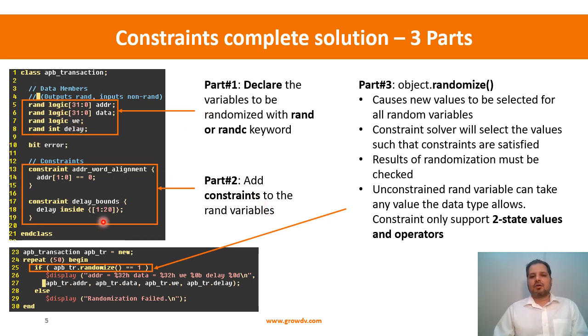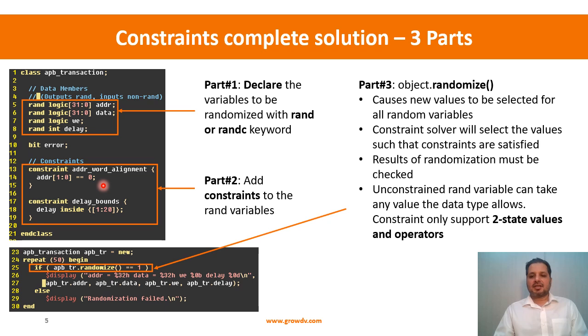So the first step is you declare the variables with the rand or randc keyword, and the second part is you add the constraints. Here, for example, I am adding a constraint on this address field, saying that the lower 2 bits of this particular address field should always be 0. That makes sure that the addresses I am generating are word aligned. Word means 4 bytes, right? So the first address will be 0, the next address will be 4, the next address will be 8, and so on and so forth. So the lower 2 bits will always be 0. That is what I want. So I am saying address[1:0] equal to 0.